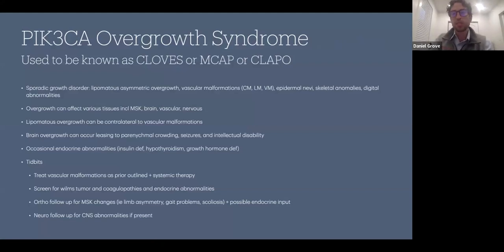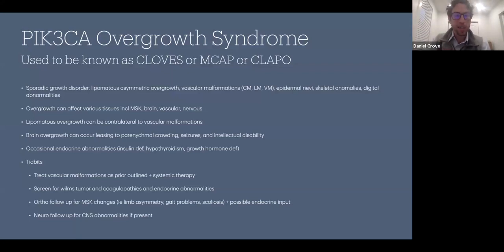Historically, we used to refer to these as CLOVES or MCAP or CLAPO syndrome. Now they're just under the one umbrella. So this is where the genetics has been helpful in some management of the patients. But again, it works much better retrospectively as you're following the patient clinically.